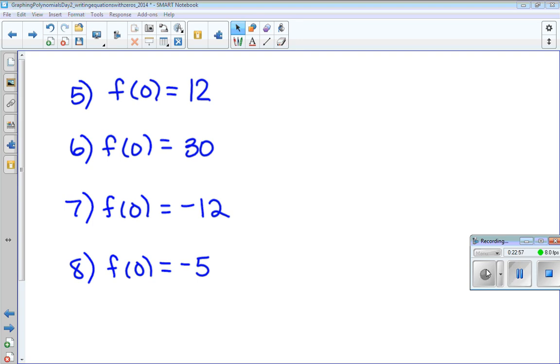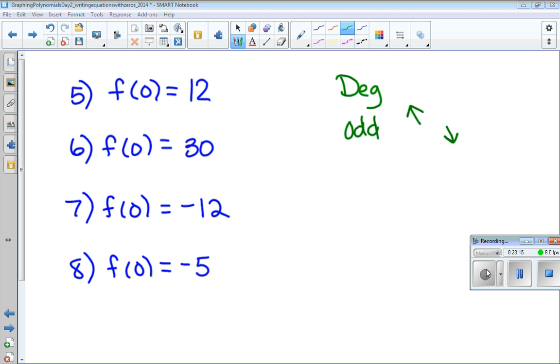You guys, several people have asked me the question about, they're confused about when it goes up and when it goes down. So let me summarize real quick. This is what we did a couple of days ago. Guys, listen. If the degree is odd, it either goes like this, or it goes like this. That's the first thing in the packet that we did. If the leading coefficient is positive, it does this. If it's negative, it does this.